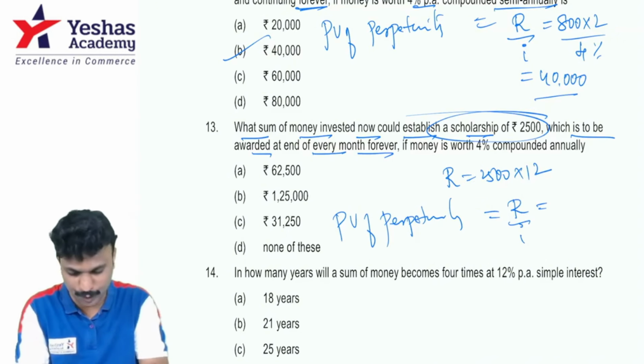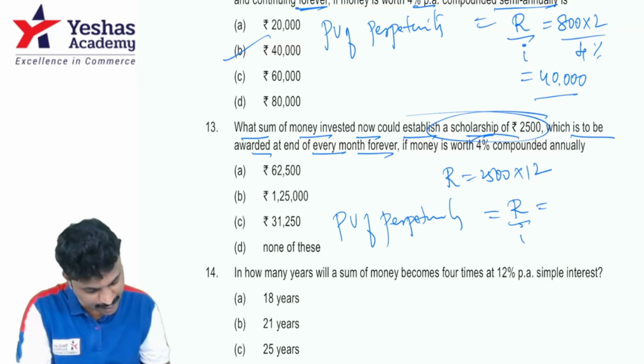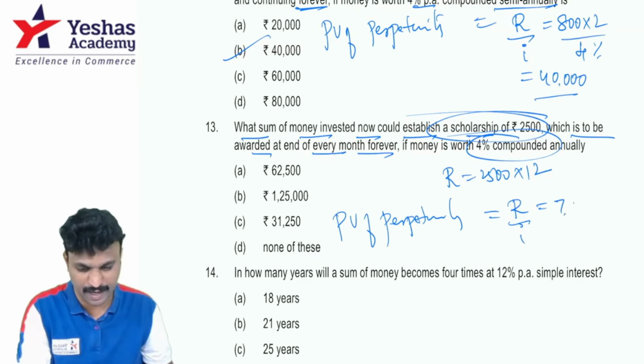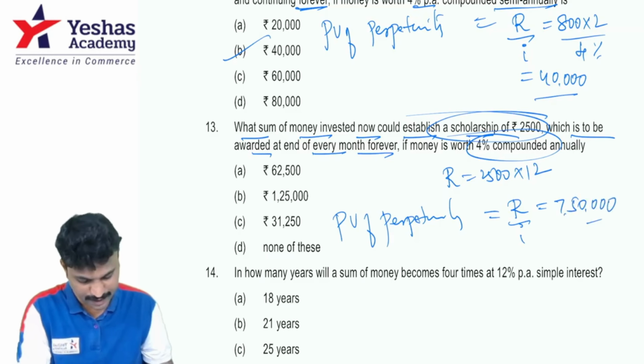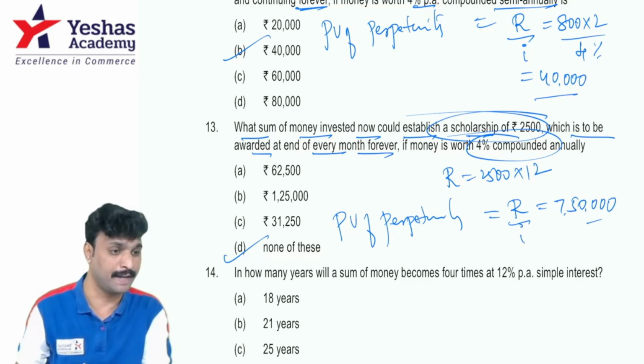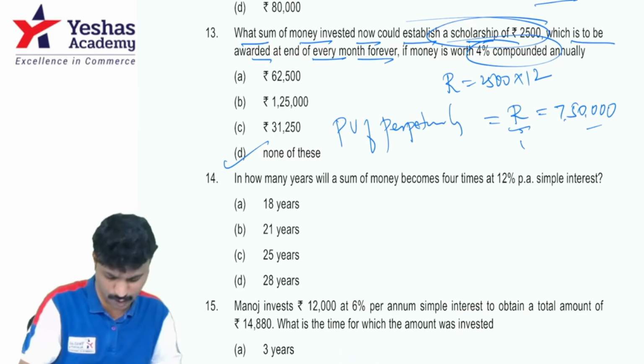2,500 into 12 divided by, what is my I here? 4%. Type 4, press a percentage button. So it is 7,50,000. That means none of this is the right answer. Have you all understood? Is this clear? Moving on to the next question, question number 14.